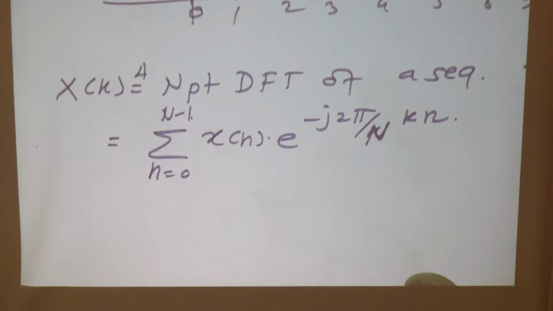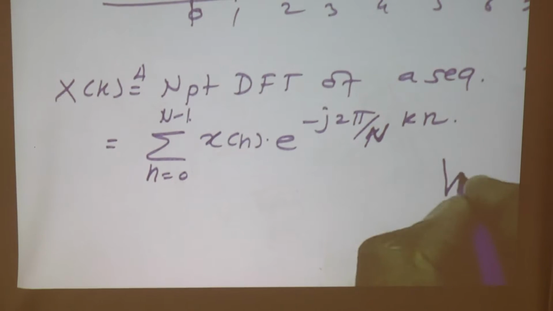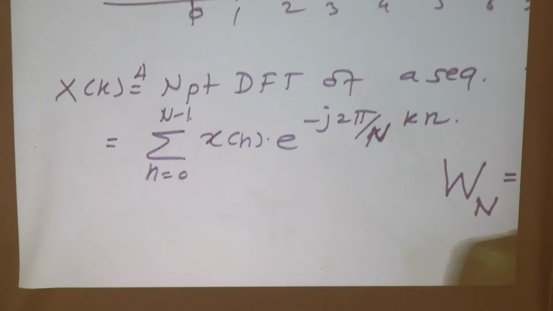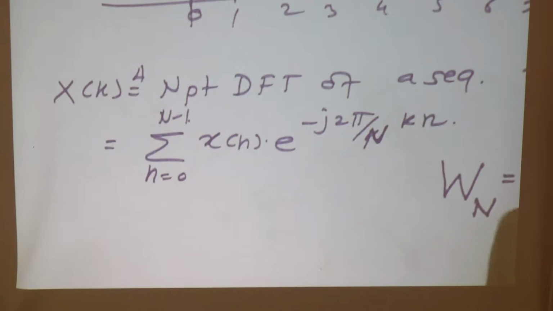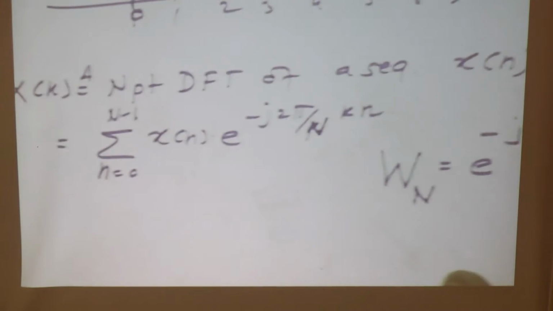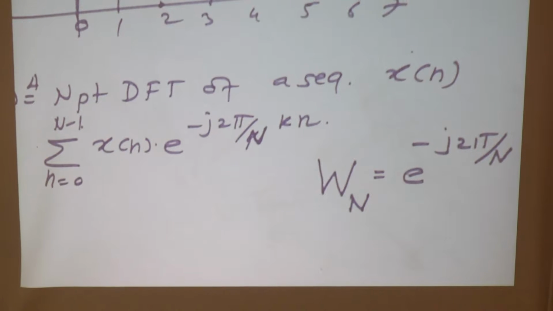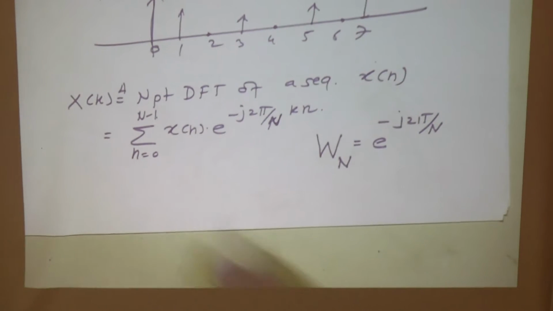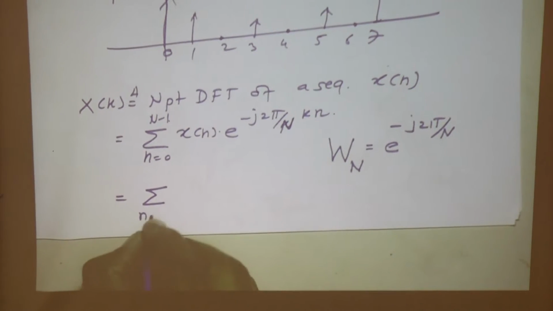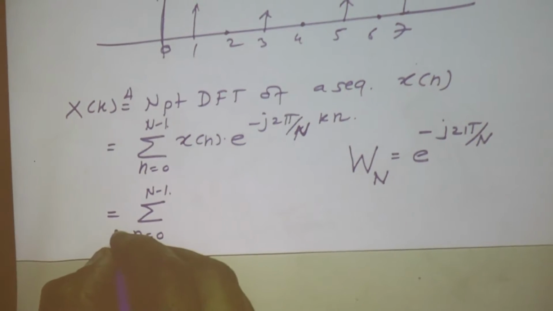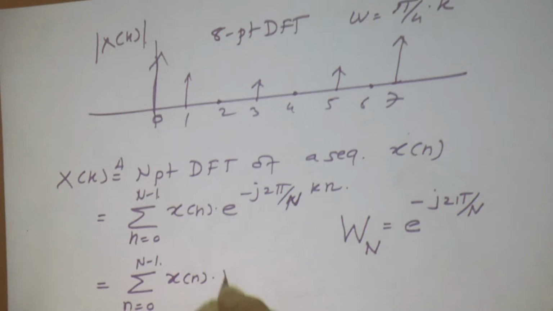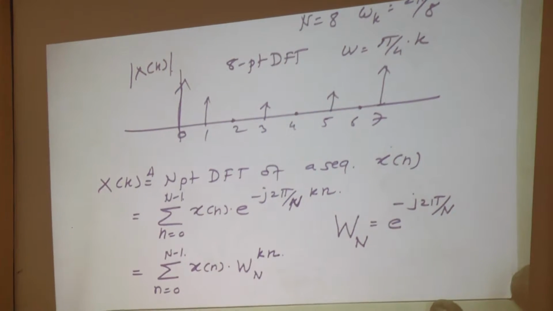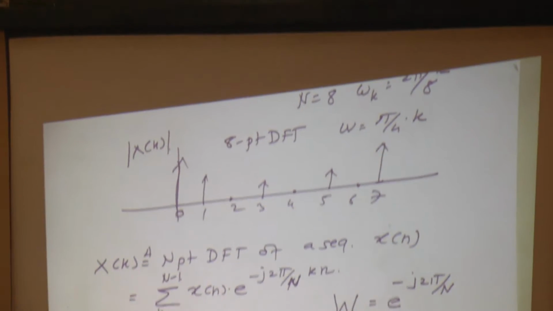Here, for simplicity, we write a new symbol called W_N, which is equal to e to the power minus j 2 pi by capital N. Then I can write this as the summation n going from 0 to N minus 1 of x[n] times W_N to the power kn. A simpler notation.